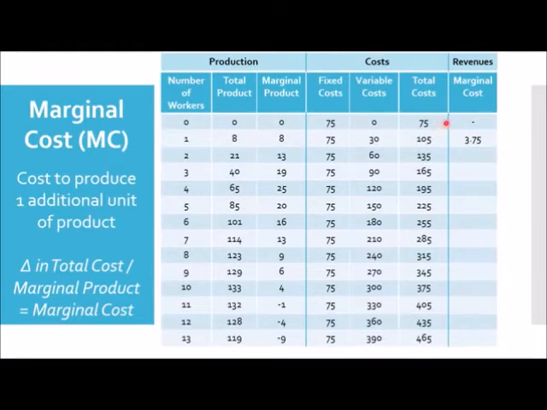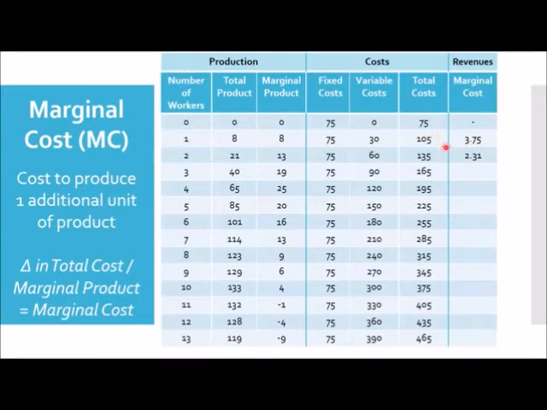Now when we spend those $30 more, what do we get out of that? Well, we get our marginal product. We get 8 more product. And so what we would do is take that 30 additional dollars we spent, divide it by the 8 products we got out of it, and we find that each one of those 8 products costs us $3.75. And again, that's true for our next one as well.